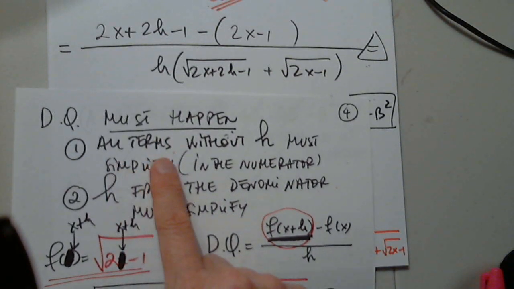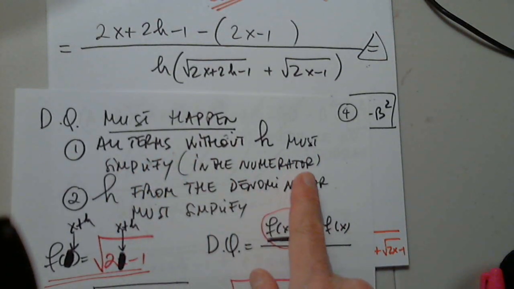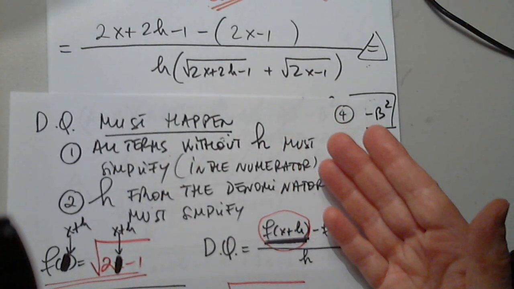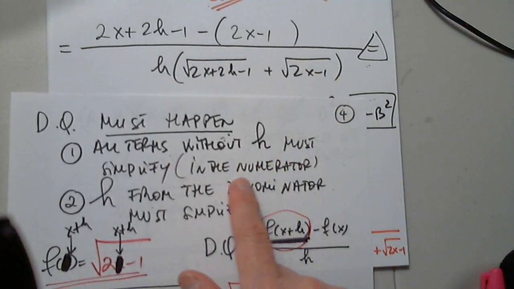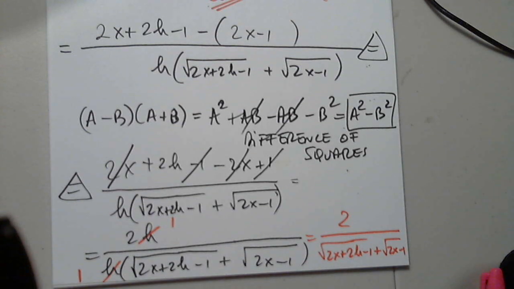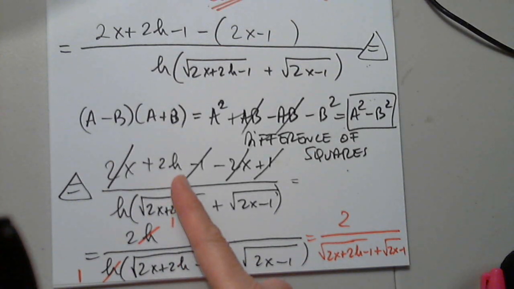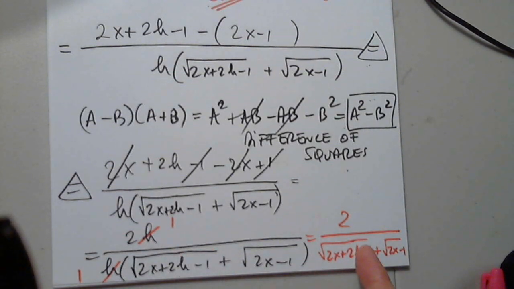And no term without h. Some terms with h may go away, but definitely all terms without h must go away, and they are. So the numerator is just 2h over h. And we simplify, and this is the final form.